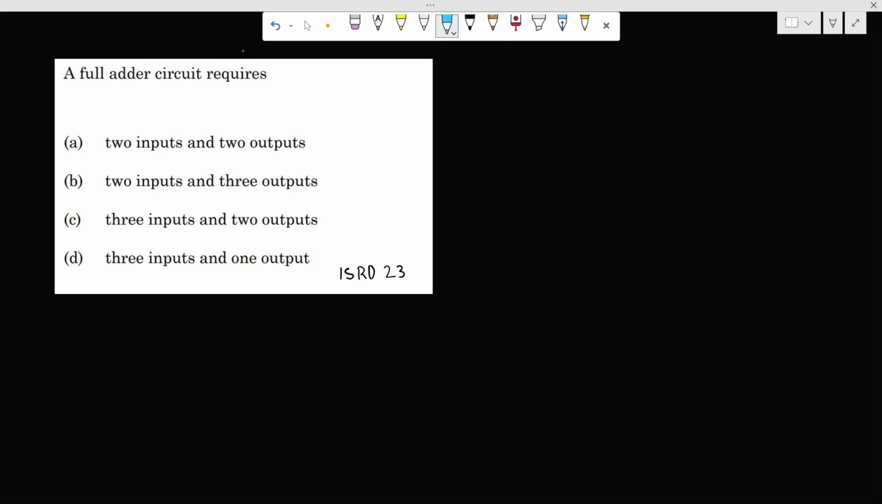Here is a question based on combinational circuits. The question is, a full adder circuit requires how many inputs and produces how many outputs? Basically, at first we have to know about the half adder. A half adder is a circuit which takes 2 bits of number, here is 1 bit B1, here is 1 bit B0, and produces sum and carry.